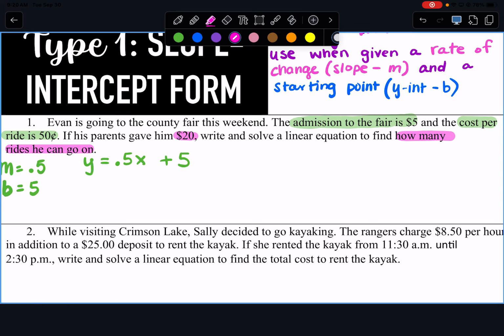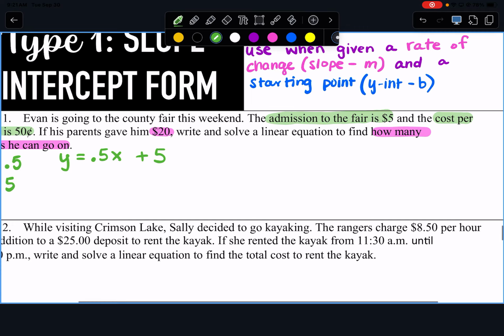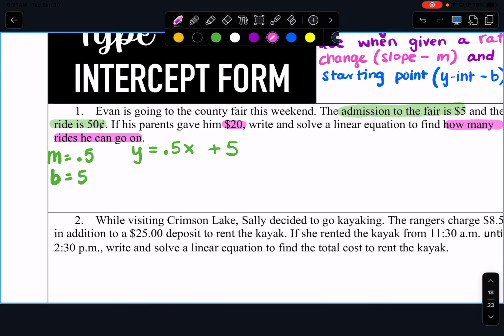Which variable represents the rides? How many rides? Why do you think it's the x? Because it's the rate, because it's where the rate's at. So our rate of change, our slope, gives us a cost per ride, right? Where the cost is our actual rate. And then the per ride represents what our variable is. Whatever's after that per tells us what our x variable is, because that's what we're talking about in the question, okay?